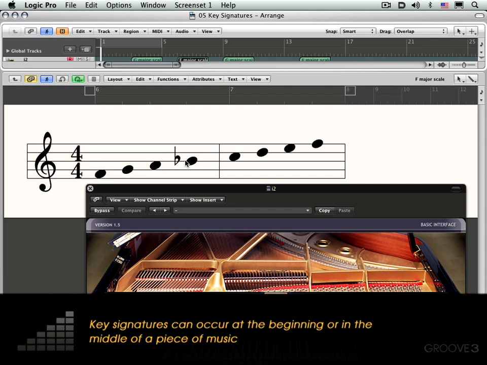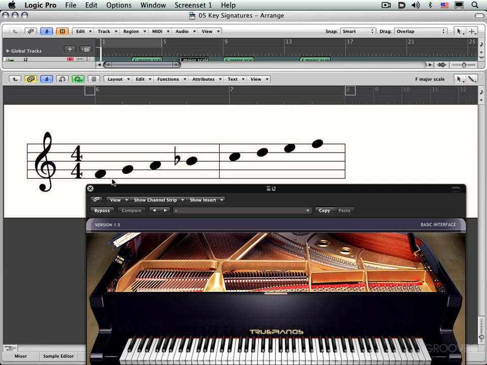Now, key signatures usually appear at the beginning of a piece of music, but they can also occur in the middle as well to indicate that the music is going to change key. And another word for this, changing key in the middle, is called modulating. So let's look at these two scales again with the key signature inserted at the beginning after the clef instead of the accidentals in the bar.